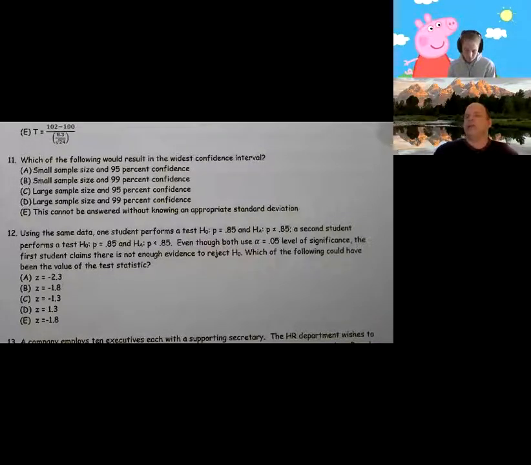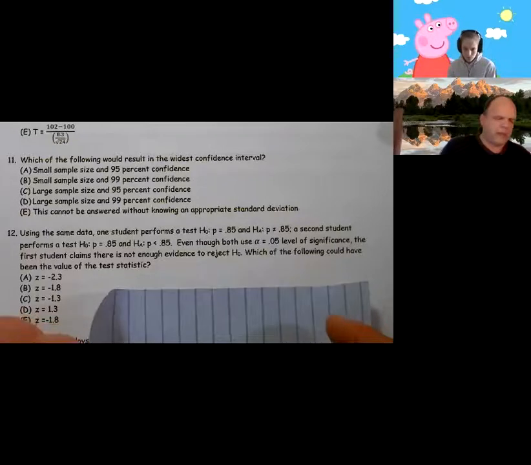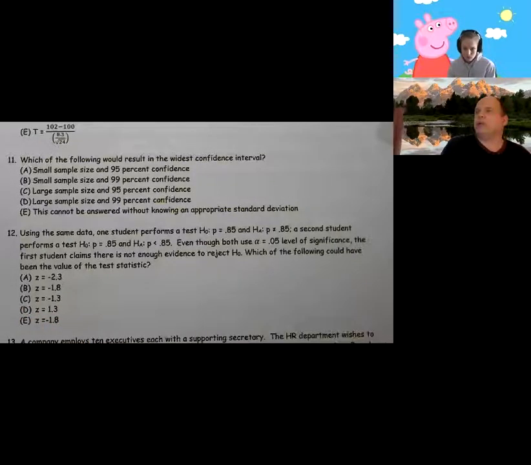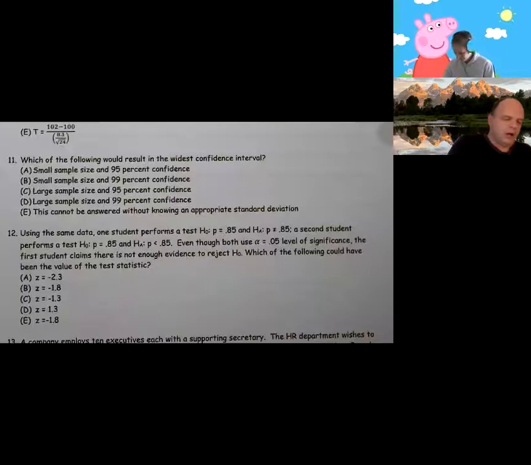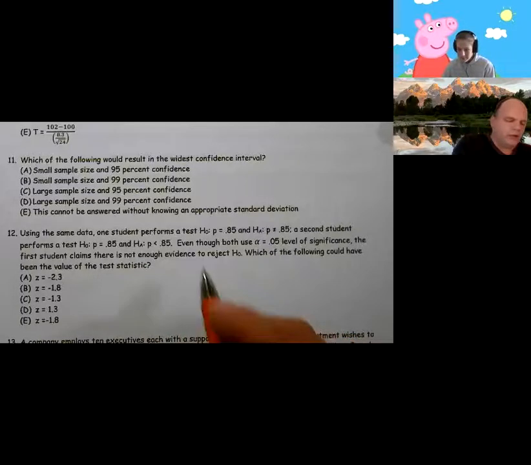All right, so pretty challenging little problem right here. Let me reread that real quickly. All right, so the first one says not enough evidence. The second one says there is enough evidence. So let's draw a picture of this.